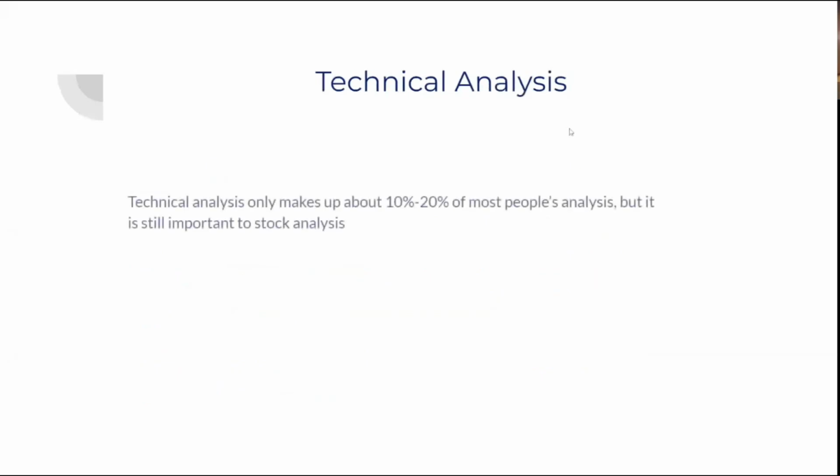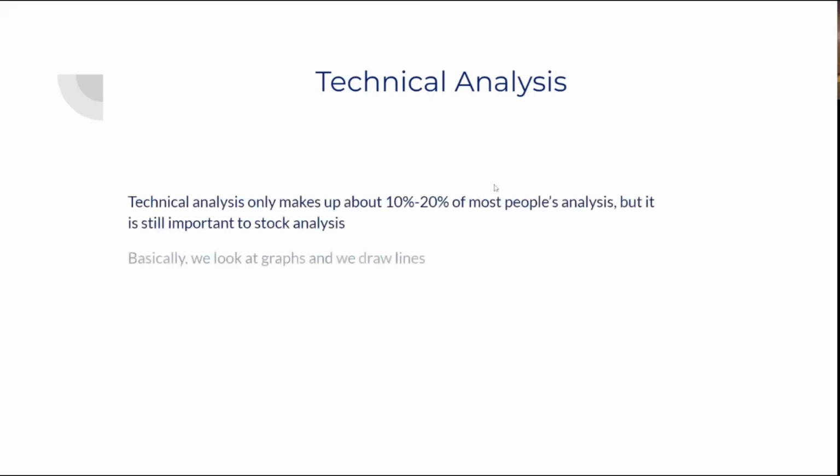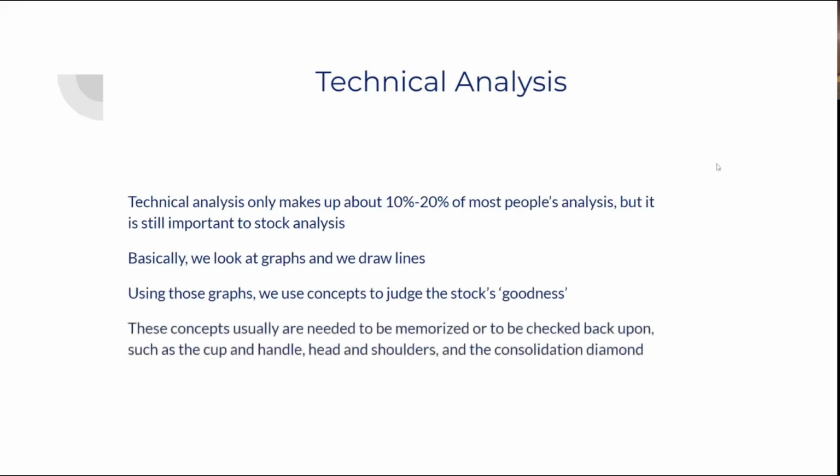So technical analysis only makes up about 10 to 20% of most people's analysis, but it is still important to stock analysis. Basically, we look at graphs and we draw lines. You guys got to know that part. Using those graphs, we use concepts to judge the stock's goodness, or how well it would do if we invested in it. These concepts usually need to be memorized or checked back upon, like looking through a book, such as the cup and handle, head and shoulders, and the consolidation diamond, which we kind of went over.